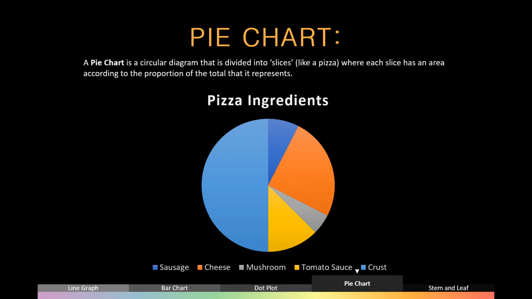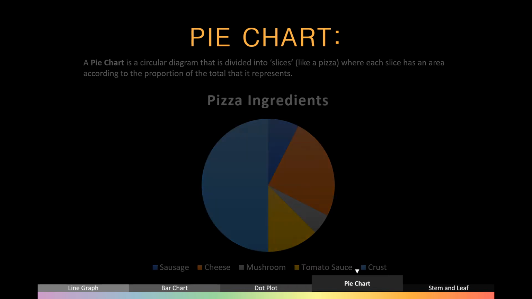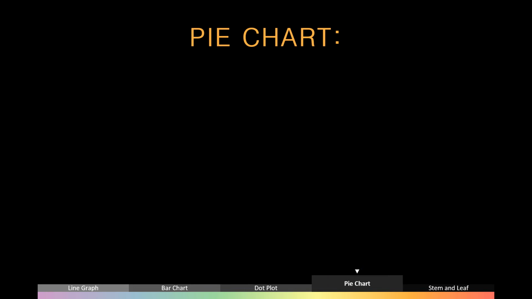Now, how do we in fact calculate the area that each slice represents? This can simply be done by following these instructions. Step 1, we want to convert each value to a percentage. So just as we did for the Pareto chart, we're going to get our total, divide each segment frequency by the total, and multiply by 100 to get that percentage.